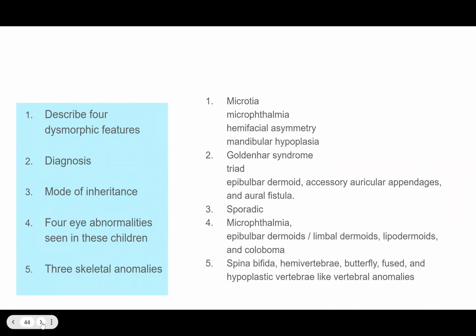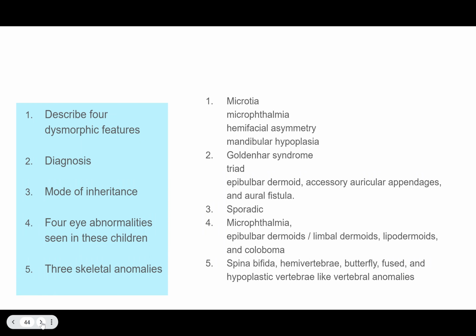And the 4 dysmorphic features which are evident in that picture are microtia, microphthalmia, hemifacial asymmetry, or you can mention it as dysplasia, and mandibular hyperplasia. So it is Goldenhar, the triad is epibulbar dermoid, which we saw, accessory auricular appendages or microtia, and oral fistula. Inheritance is sporadic. The eye abnormalities are microphthalmia, epibulbar dermoids or limbal dermoids, lipodermoids, or coloboma.